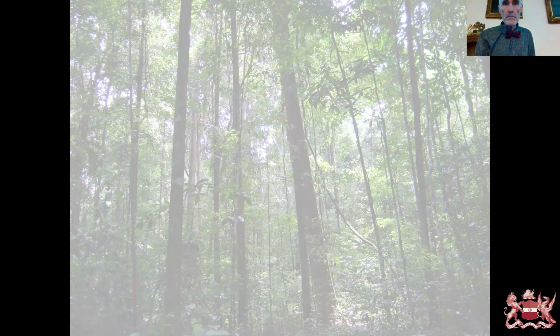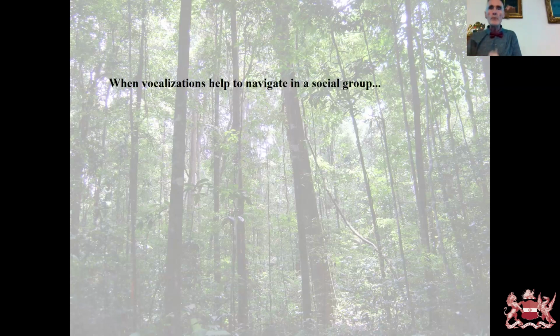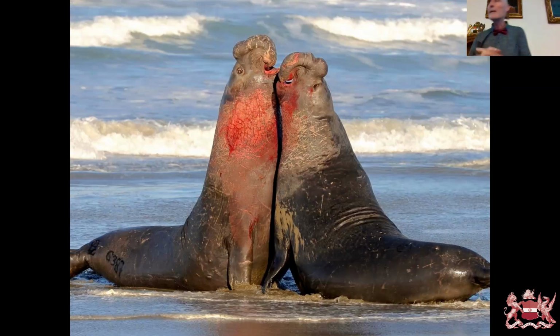Now, I don't have all the slides and I don't have the time to speak about everything, so I will go straight to this, because it's more interesting. So, when vocalizations help to navigate in a social group, this is another animal we are working with. It's a big one, the northern elephant seal. We work with this animal in the field, we cannot have it in the lab, and we work on it because acoustic communication is really important for them.